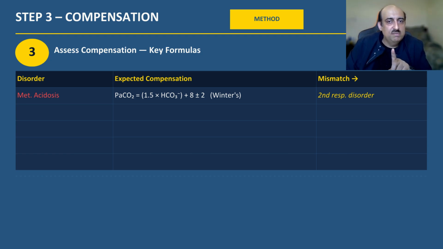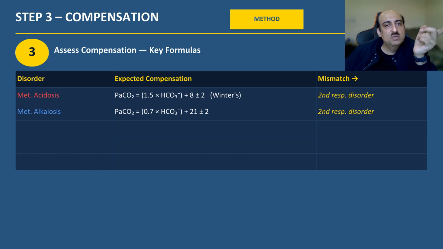So don't worry about the formula, Google it or use calculators, but remember the concept please. Next, metabolic alkalosis. The formula is, this is not Winters. Winters is only metabolic acidosis. For alkalosis, you expect the compensation of CO2, which is an acidic gas, should be 0.7 times bicarb, plus 21, plus or minus 2 range. So if the final number falls within this range, it's an expected compensation, which is appropriate.